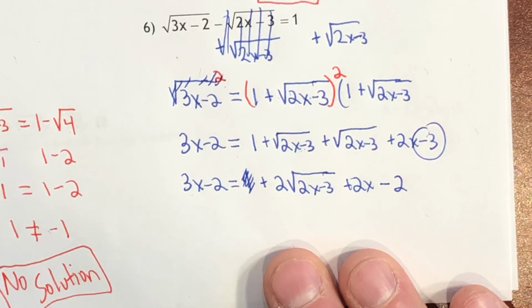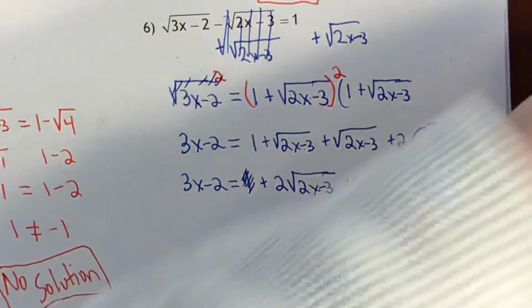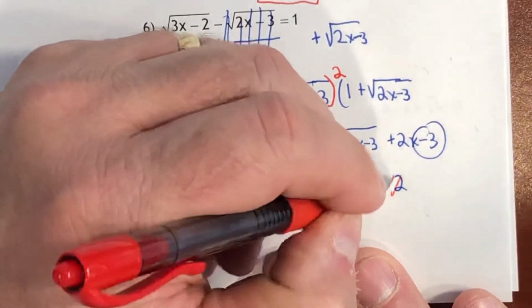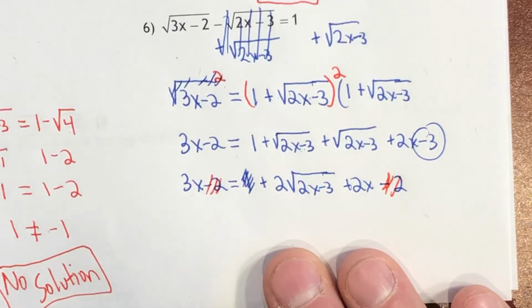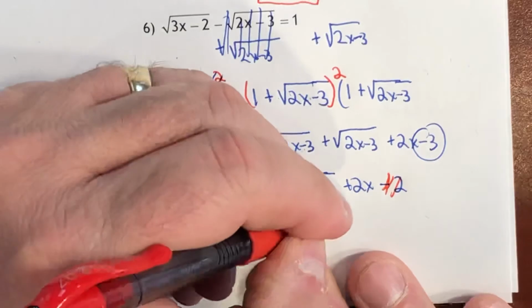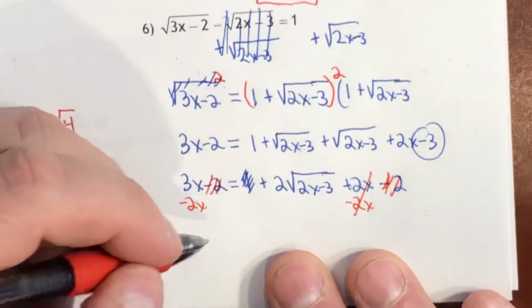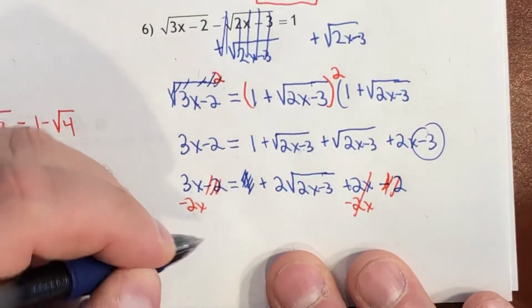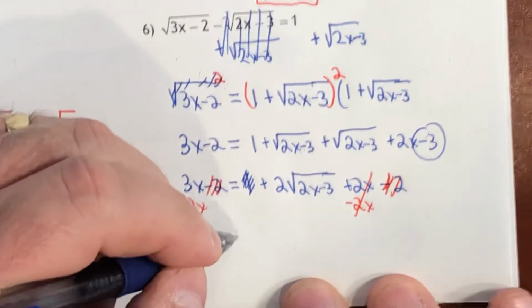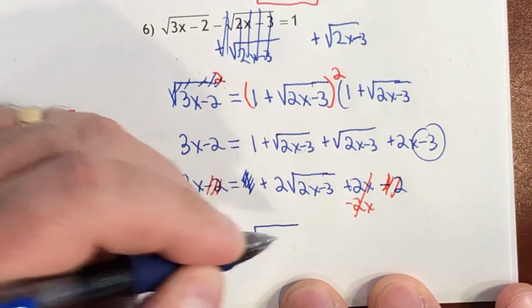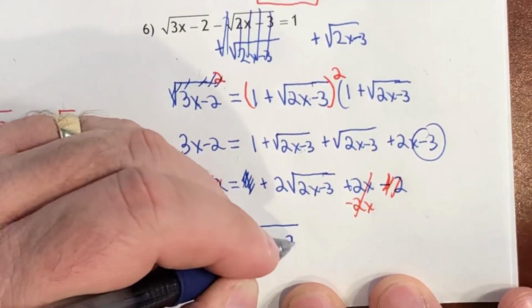Maybe if I add, okay, let's think this through. A negative 2, sure enough, a negative 2 on the left-hand side, a negative 2 on the right-hand side, undo each other. And then if I bring this 2x over to the left side by subtraction, now I just have an x, 3x minus 2x. X equals 2 square root of 2x minus 3.